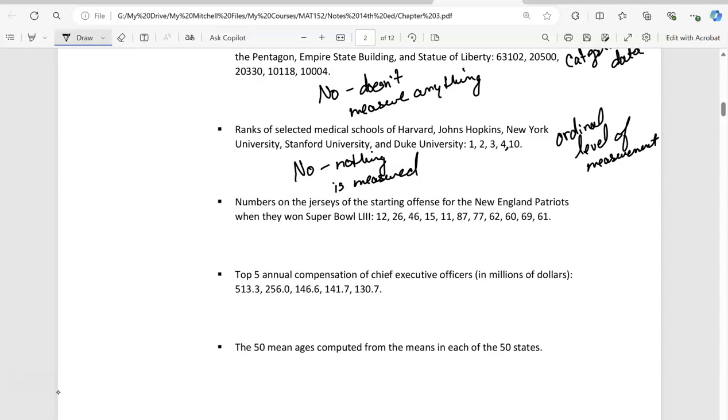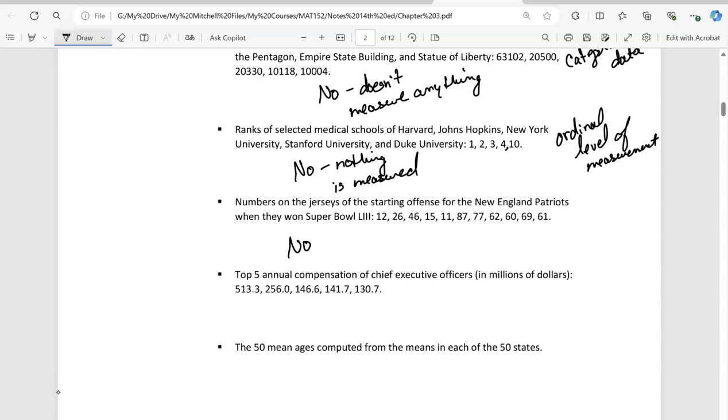Now, if we were to look at the cost of going to each of those medical schools, then we could find an average and we could find a median, and that would mean something because now we're measuring how much it costs to attend the school. But as far as rankings, it's not going to mean anything. Let's look at another one. Numbers on the jerseys of Super Bowl offensive players. Again, it's not measuring anything, so this is not going to have any kind of meaning here.